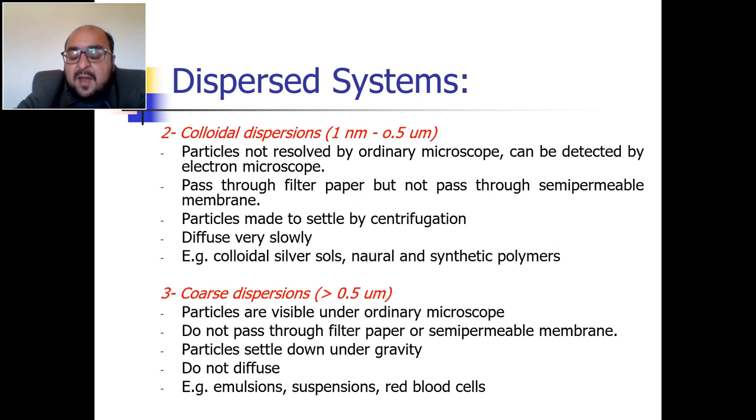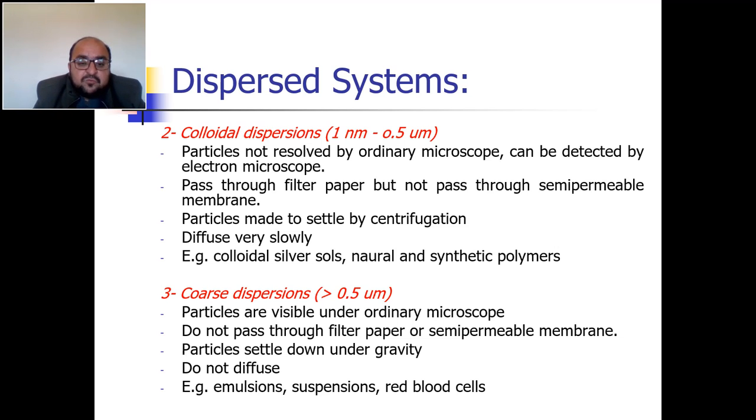The main difference between molecular dispersion and colloidal dispersion is that in molecular dispersion the particles can pass through the semi-permeable membrane as well as the filter paper, but in colloidal dispersion the particle size is 1 nanometer to 0.5 micrometer, so they cannot be resolved by the ordinary microscope but can be detected by the electron microscope. They can pass through the filter paper but not through the semi-permeable membrane. The particles can be made to settle by the centrifugation process, and they diffuse very slowly.